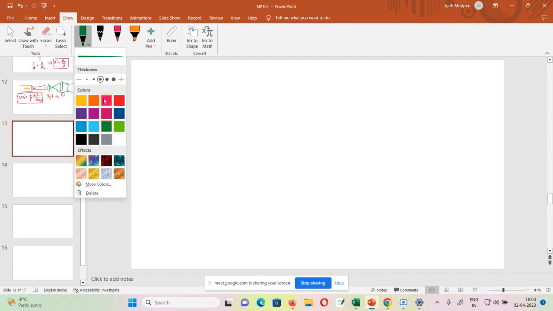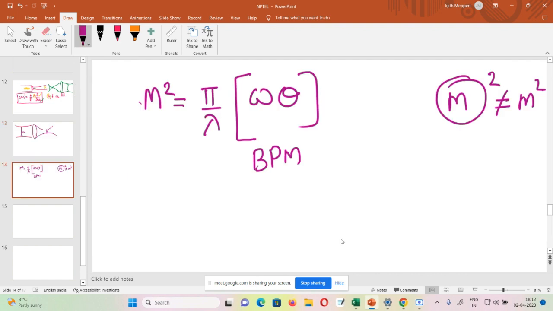Okay, and this M squared does not have anything to do with your m, that you should remember. That magnification m and this M squared do not have any relation. So this M squared value is defined as pi by lambda into your beam parameter product.